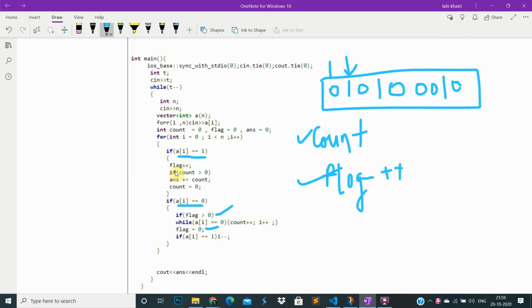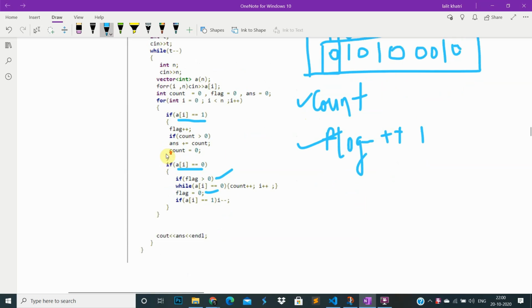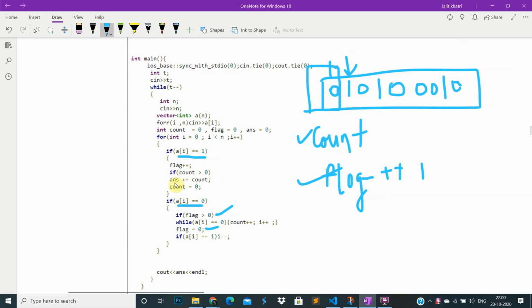Now we encounter 1, so we increase flag to 1. Then we check if count is greater than 0. Count is not greater than 0, which means before this there are no books, so we can't shift on this side. So the answer will be count plus 0, and count is 0. Now flag is 1.